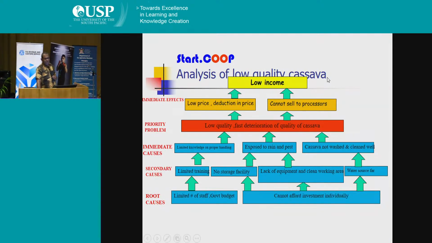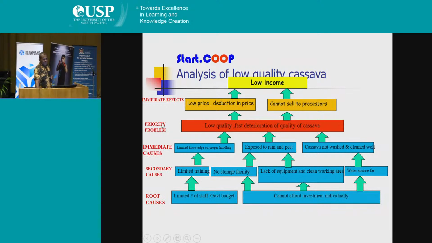Now the analysis of low quality cassava. From this low quality cassava, from the different levels, first level is immediate effects. What were the immediate effects? Low price, deduction in price. You can also apply these to the various crops that you plant for farmers, and even for any other business. Cannot sell to processors. Why? Because of low quality.